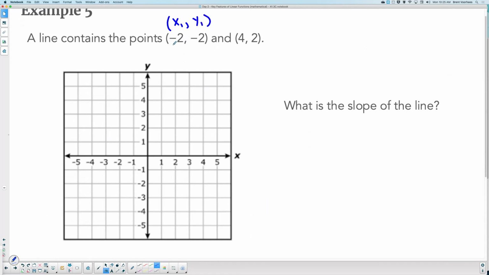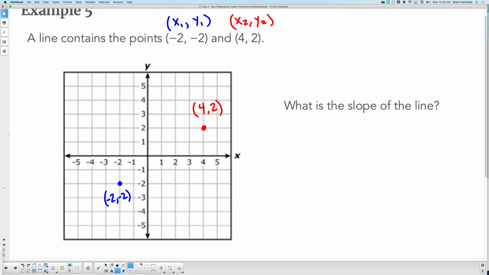So negative 2, which way do I go? Up, down, left, or right? Left 2, and then down 2. Put a dot there. That's our first point. That's negative 2, comma, negative 2. Okay, our second point. What about 4, 2? You're correct. It will go right 4. We go right 4, then up 2. Right 4, up 2. That's that point.